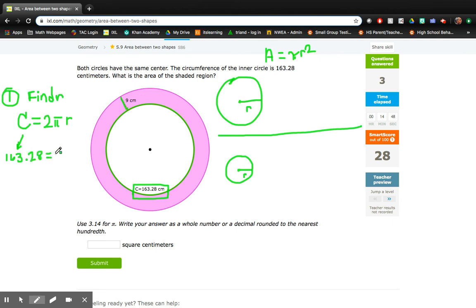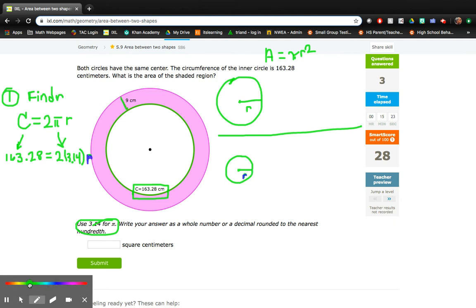And at the same time I do that, I'm going to replace pi with 3.14 because they tell me to in the prompt. So that's going to be 3.14 times the radius, okay? And the fact that I have an r right here is actually really beneficial for me because I'm about to solve for this r because I need this little r in order to find the area of that inner circle.